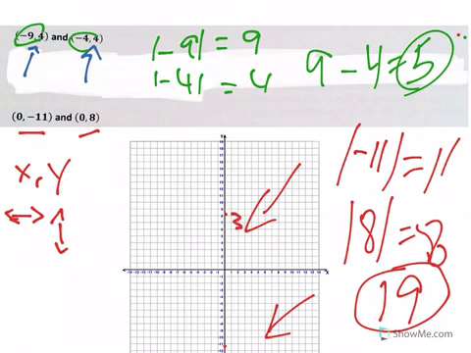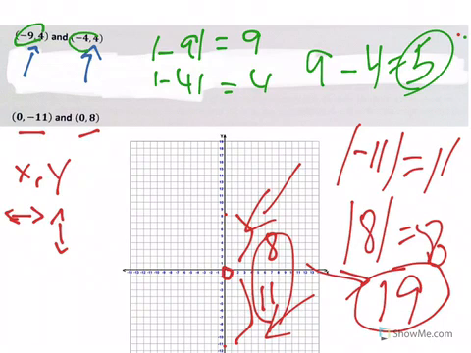You could count and say 1, 2, 3, 4, and you could go all the way down and you get 19. Or you can, this is 0 right in the middle. So from 0 to 8 is 8. From negative 11 to 0, there are 11 spots. Add those together, you get 19.